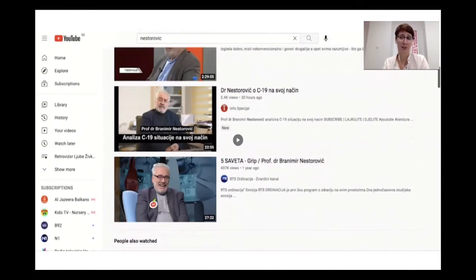Among other televisions with national coverage that host Nestorović on a regular basis is television Happy, which does that most often. According to audience data covering the period from January to May this year, 1.8 million people watch Happy TV on a daily basis. By a simple YouTube search, covering the period from the beginning of 2020 until today, more than 250 videos with Branimir Nestorović's interviews, advice, shows, quotes, and so on can be found. Altogether, they received more than 18 million views.